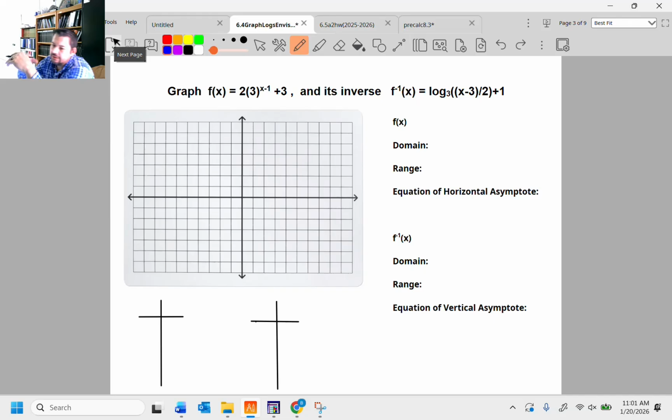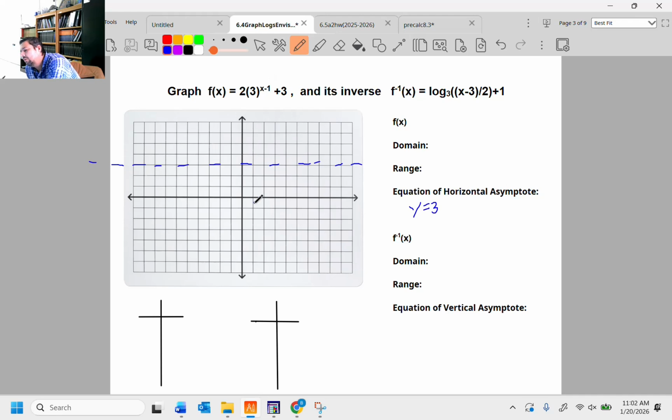All right. Now, something old. Graph 2 times 3 raised to the x minus 1 plus 3 and her inverse, which don't worry about how I came up with the inverse. We'll get there. But graph that function's inverse. So let's graph that function. We have the plus 3. That plus 3, we're going to shift the graph up 3, and that is the horizontal asymptote. She's at y equals 3.